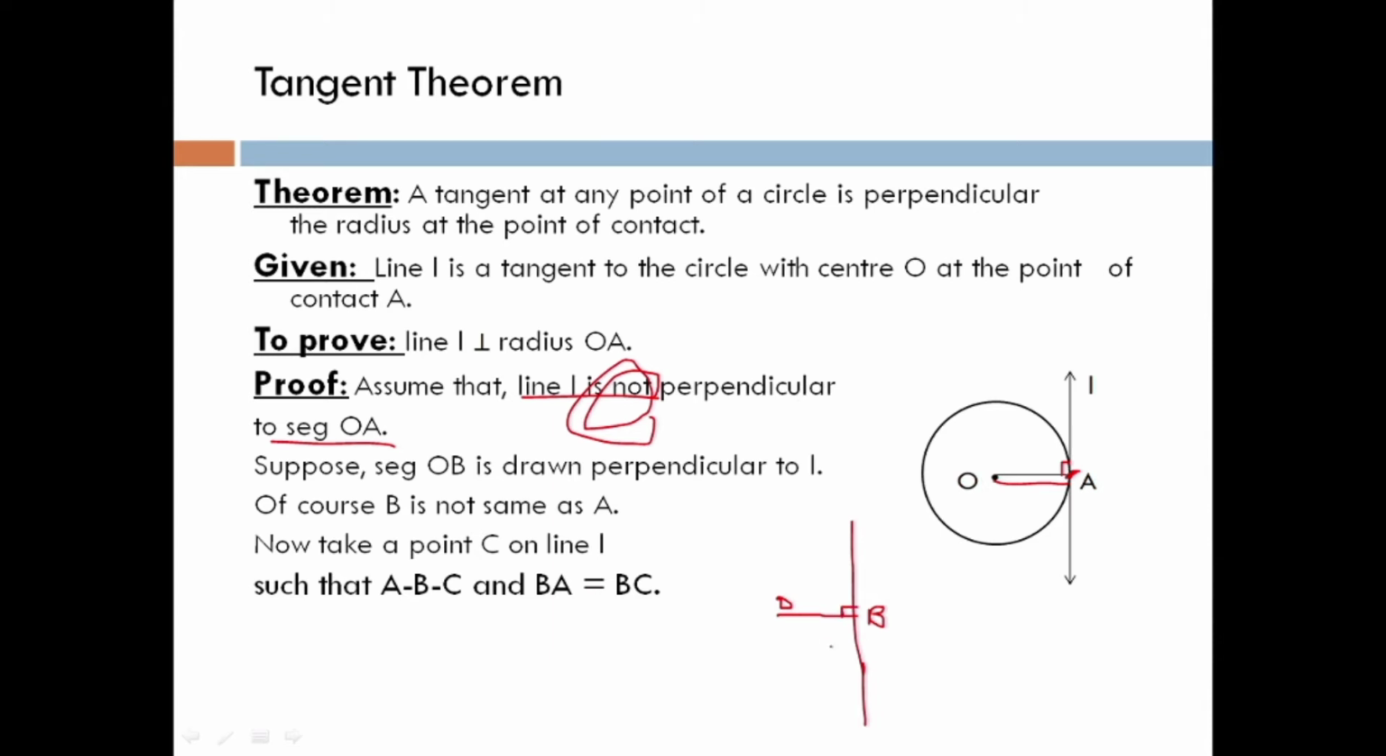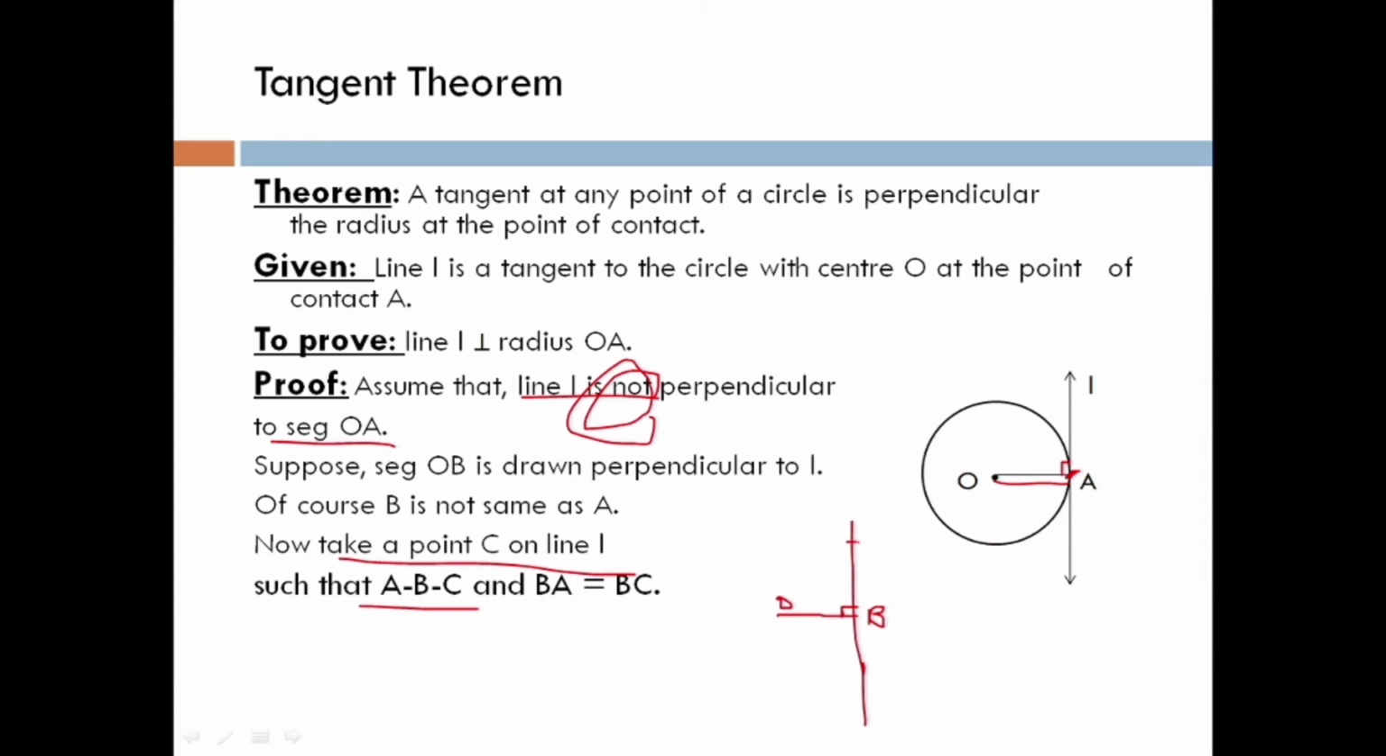Another thing they have said is this B is not the same as A because we have assumed that OA is not perpendicular to the line L. So B and A cannot be the same. Another thing they have given is take a point C on line L such that points A, B, C are collinear and BA is equal to BC.